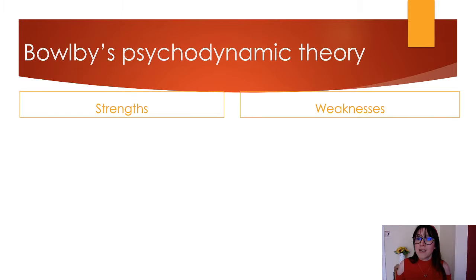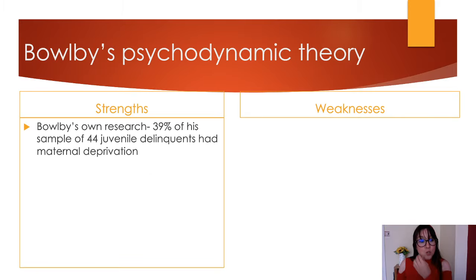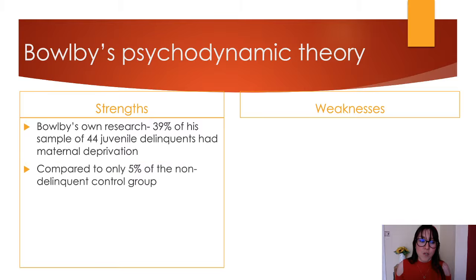Bowlby's psychodynamic theory as well. So the strengths are, Bowlby's own research: 39% of his sample of 44 juvenile delinquents had maternal deprivation, compared to only 5% of non-delinquent control groups. So he had a control group, so that's good, and he did find a significantly higher percentage in the delinquents having maternal deprivation than the non-delinquents.